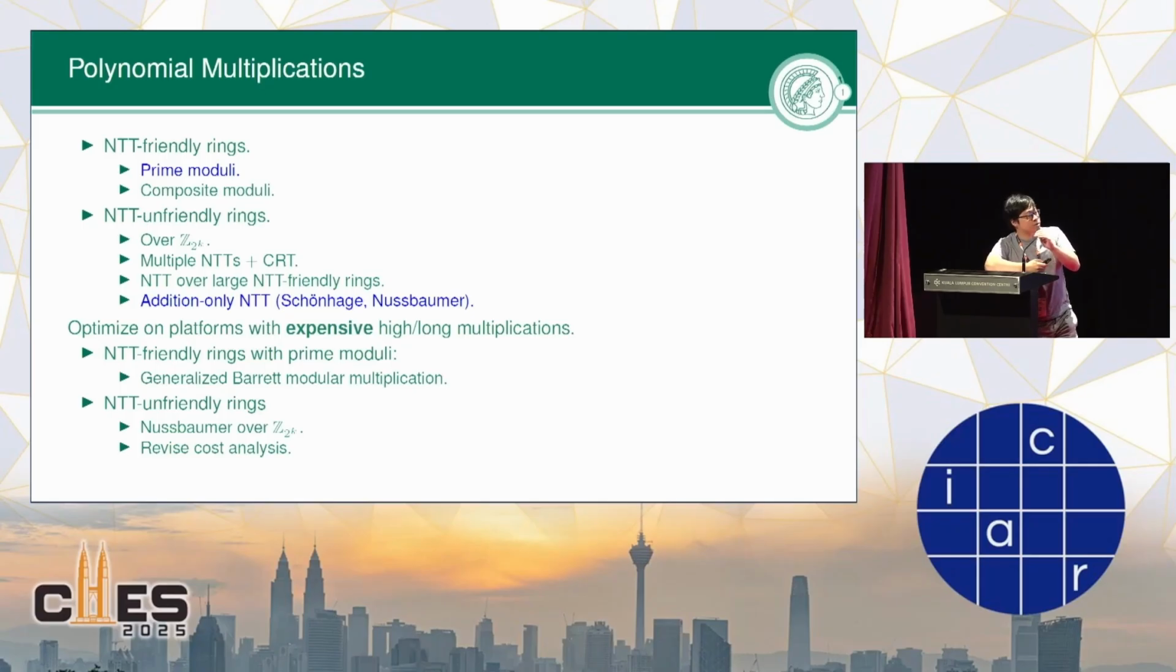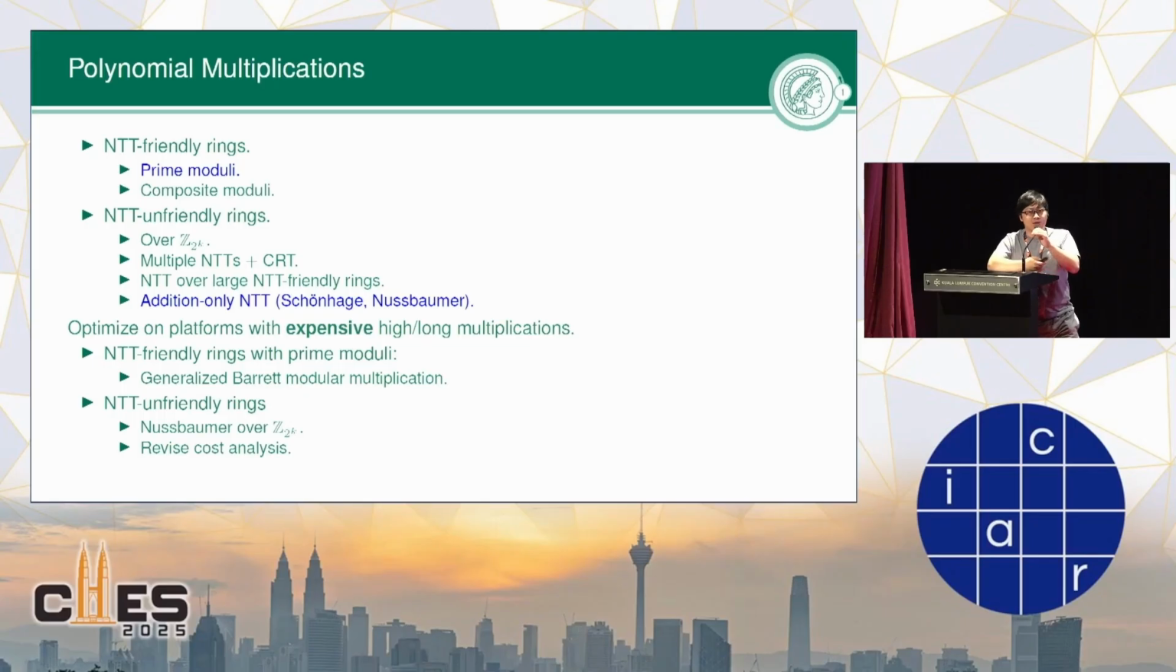In the second case, there are typically several approaches. For example, we can apply multiple entities and apply CRT to recover the coefficients in the desired coefficient rings. Or we can apply entity over large entity-friendly rings. In this paper, we focus on the third approach, to apply something like addition-only entities, gradually transforming the polynomial rings into smaller ones entirely with additions over the ring, without multiplications.